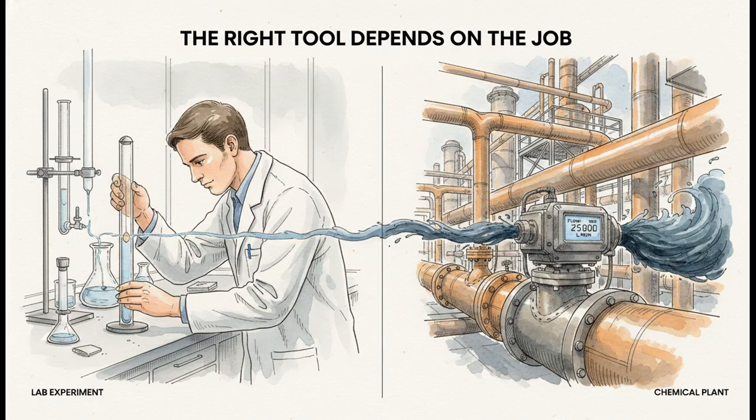At the end of the day, the biggest takeaway is this: there is no single best flow meter. It just doesn't exist. That cheap and simple rotameter might be absolutely perfect for a small lab setup, but for a massive industrial plant, you're going to need something way more robust and accurate, like an electromagnetic meter. It's always about matching the tool to the specific job.